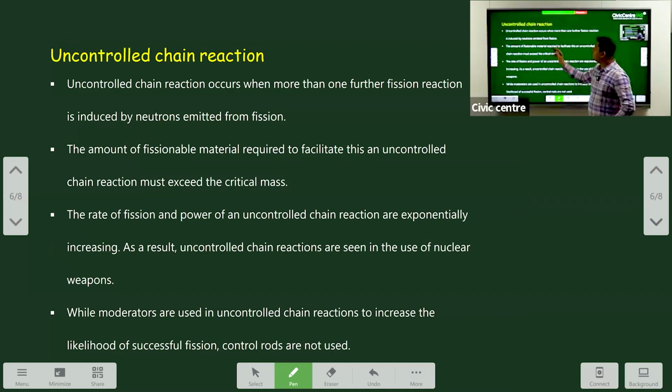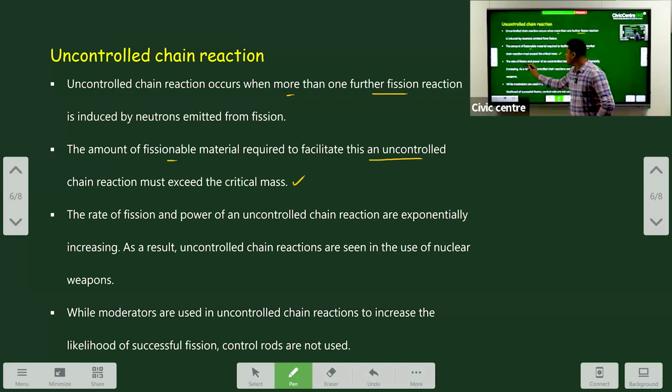This kind of reaction occurs when more than one further fission reaction is induced by the neutrons emitted from the fission, unlike the critical reaction where only one further fission was possible. So the amount of fissionable material required to facilitate an uncontrolled chain must exceed the critical mass, because as I told you, critical mass is exactly that mass which will facilitate only one further fission reaction. But for this uncontrolled chain reaction to happen, the fissionable material which we take should have more than the critical mass, right?